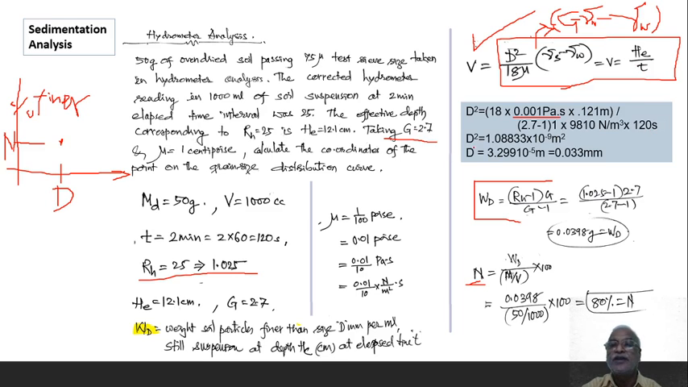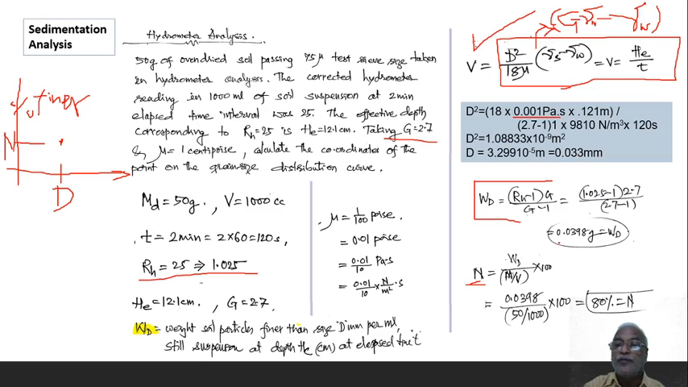If you simplify, d squared comes out to be so many meter square, that is 1.08833 times 10 raised to minus 9 meter square. If you take the root on both the sides, d comes out to be 3.29910 times 10 raised to minus 5 meters. Again multiply by 1000, so that you will be getting it in millimeters. So the size of the particle will be 0.033 mm.